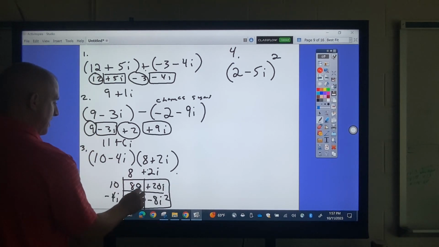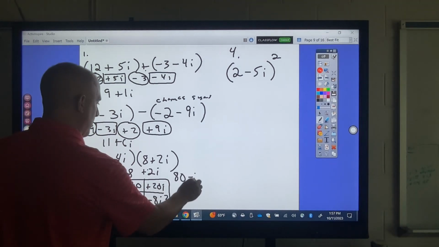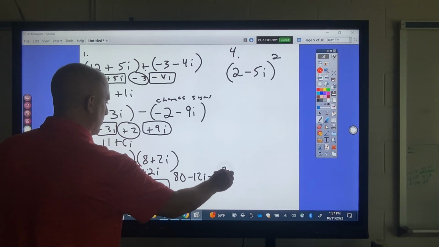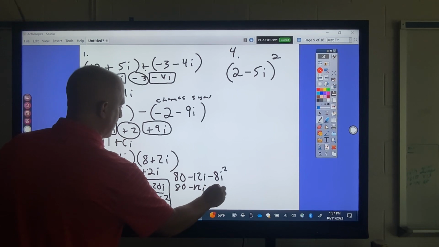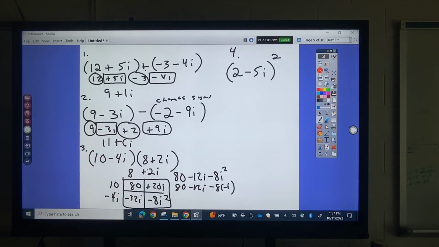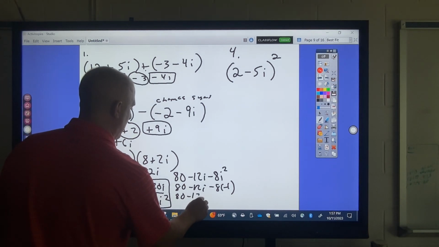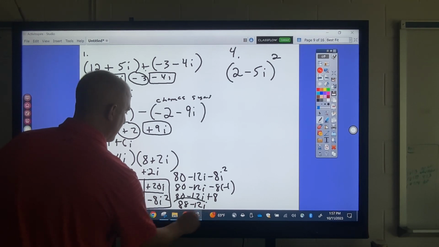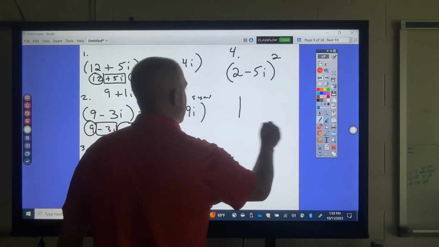I've got 80. It's very clear that these combine to negative 12i. Then I've got negative 8i squared. Well, what happens with that? That's going to be negative 8 times negative 1, because we know that i squared is negative 1. So that's going to be 80 minus 12i. That's going to be positive 8. Well, now I can combine it with the 80, and I would get 88 minus 12i. We learned about this. This is box multiplication.